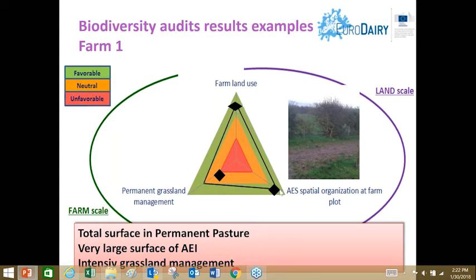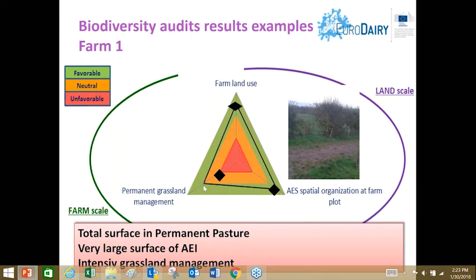The second point of the audit was about semi-natural habitats. And you can see on this farm that it is very favorable for semi-natural habitats because in fact the farm has very large surfaces of semi-natural habitats, especially due to this kind of hedges that you can see in the photo here. You had hedges around almost each field, which at the end make a very large volume of hedges, which is very good for biodiversity. So that's why it was favorable.